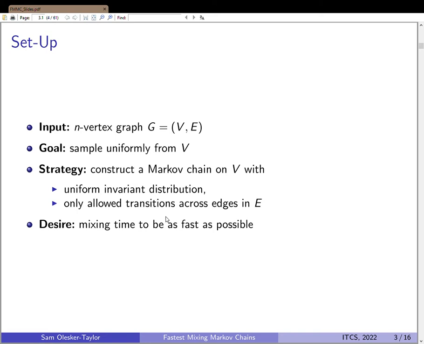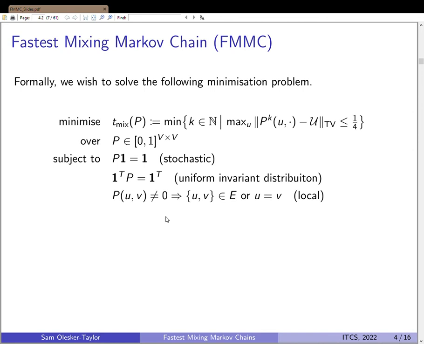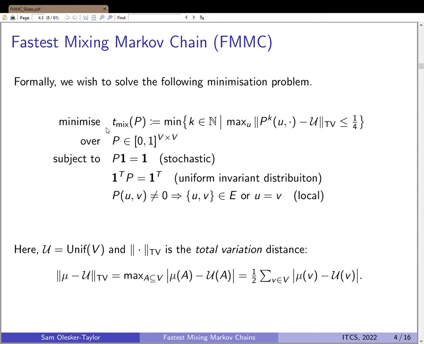We're trying to sample uniformly from V, so we choose a Markov chain with uniform invariant distribution, and naturally we want the mixing time to be as fast as possible. So formally, this is a minimization program. We want to minimize the mixing time, which has this precise definition in terms of the first time the total variation distance between the law of the chain and uniform is smaller than a quarter. We want to minimize this over all transition matrices, which are stochastic, have uniform invariant distribution, and have this local property that they exist on the graph. Here, U is the uniform distribution, and the total variation distance quantifies how easy it is to distinguish two measures.